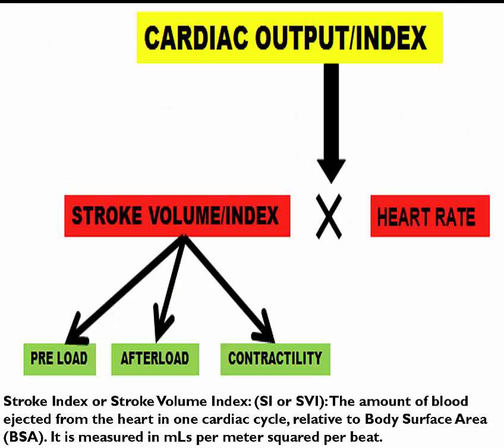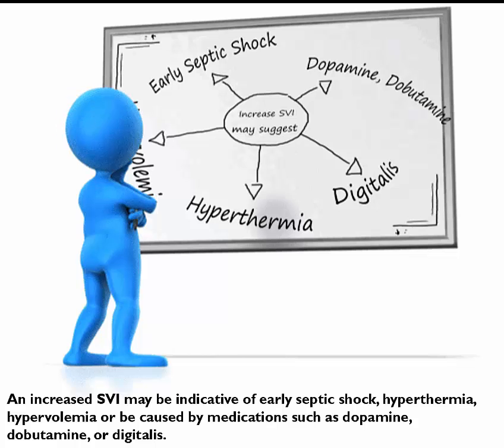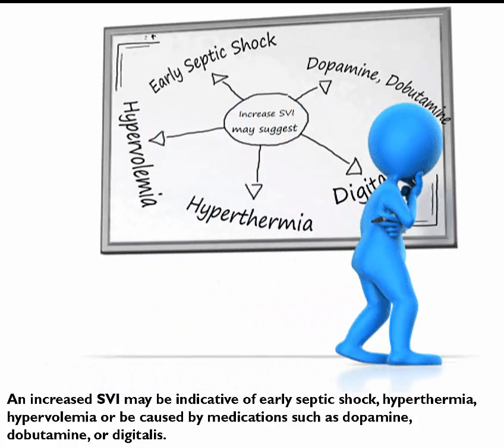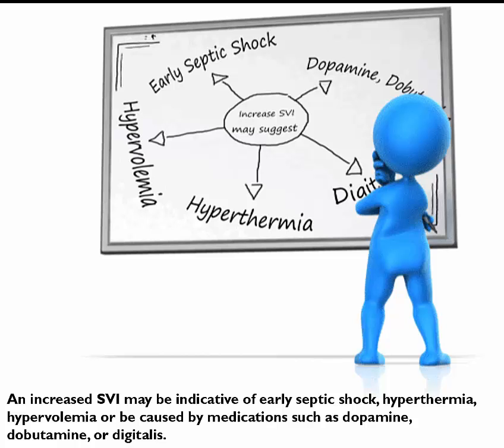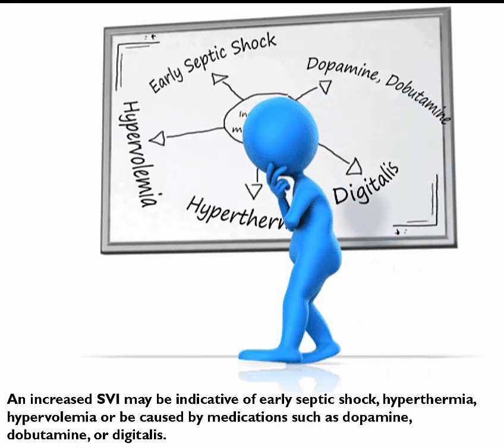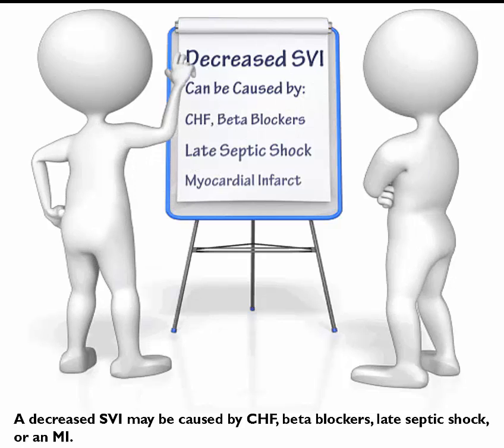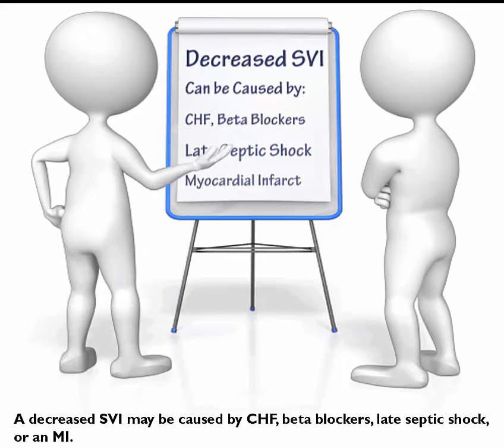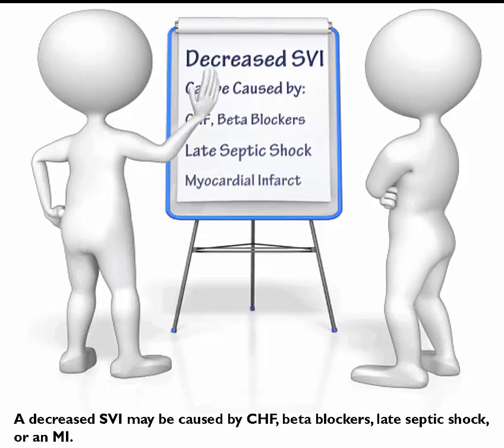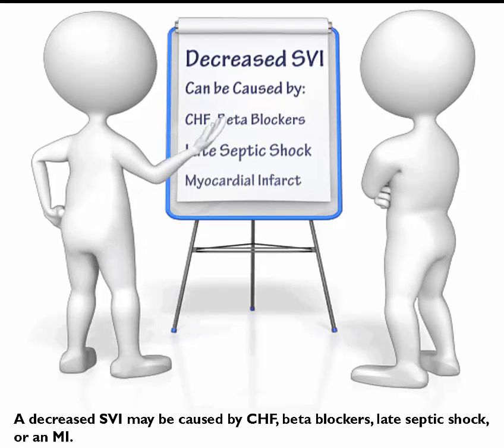Stroke index or stroke volume index is the amount of blood ejected from the heart in one cardiac cycle. It is relative to the body surface area. It is measured in mLs per meter squared per beat. An increased stroke volume index may be indicative of early septic shock, hyperthermia, hypervolemia, or could be caused by medications such as dopamine, dobutamine, or digitalis. A decreased stroke volume index may be caused by congestive heart failure, beta blockers, late septic shock, or an MI.